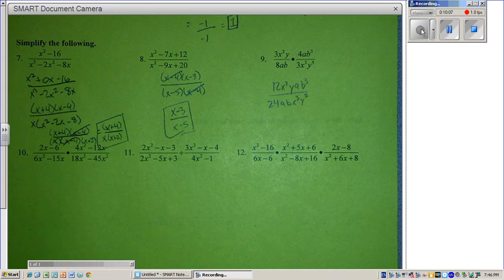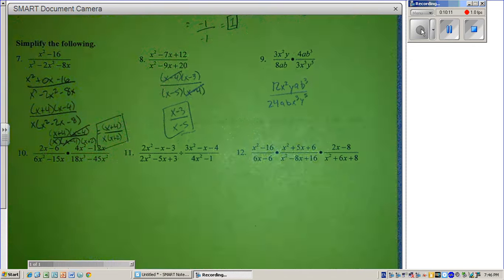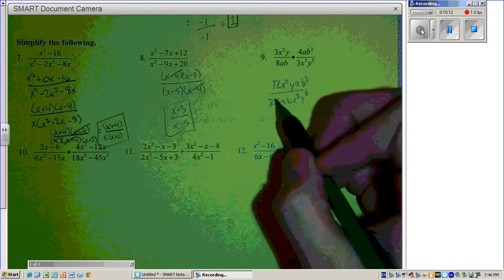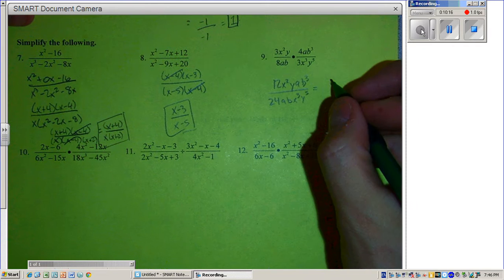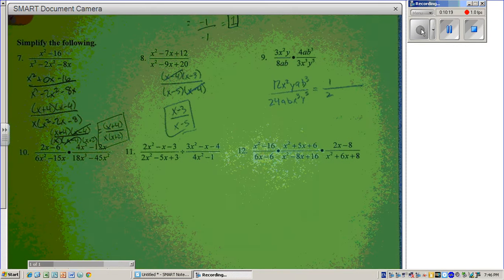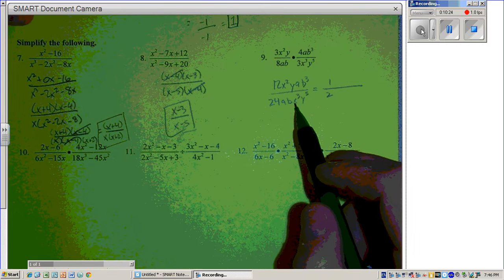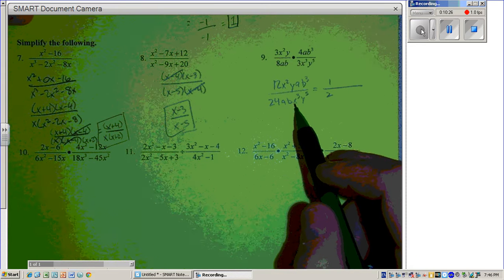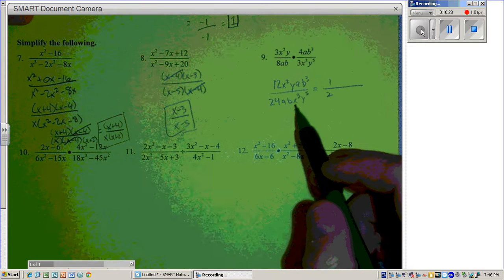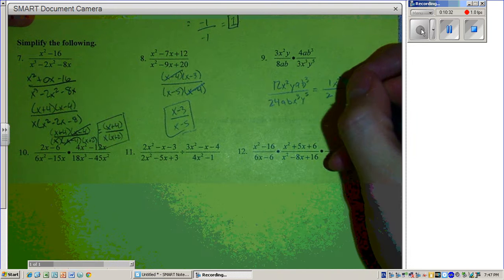Now I need to remember my exponent rules. How can I simplify the coefficients 12 over 24? Well, in fact, they simplify to 1/2, so I'm going to write a 1 over 2. Next, I'm going to look at the x's. X squared over x cubed. Remember, if there's division, we subtract the exponents, which gives us an x to the negative 1. So I'm going to put an x to the negative 1.